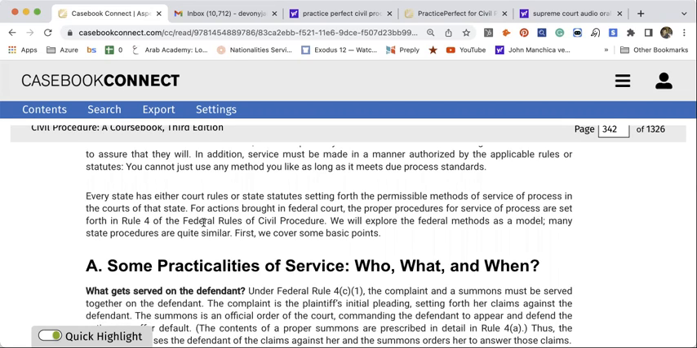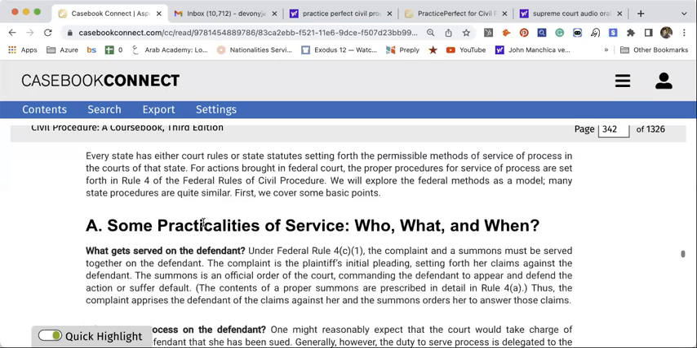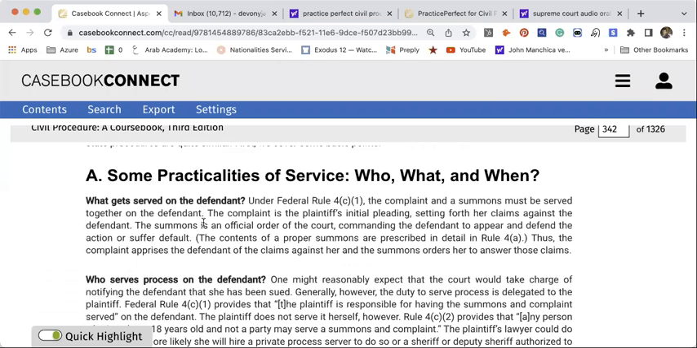Every state has either court rules or state statutes setting forth the permissible methods of service of process in the courts of that state. For actions brought in federal court, the proper procedures for service of process are set forth in Rule 4 of the Federal Rules of Civil Procedure. We will explore the federal methods as a model. Many state procedures are quite similar. First, we cover some basic points. Some practicalities of service: who, what, and when.